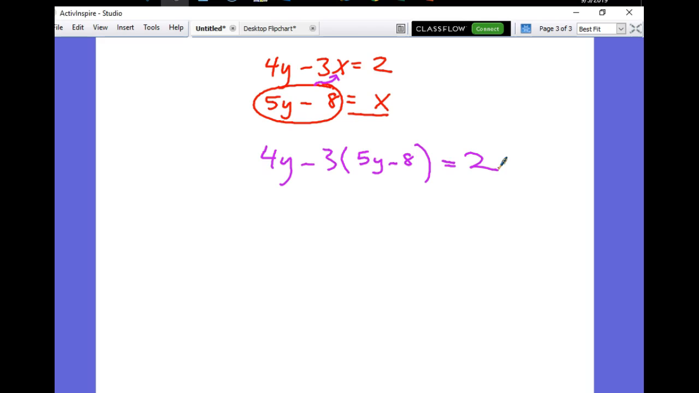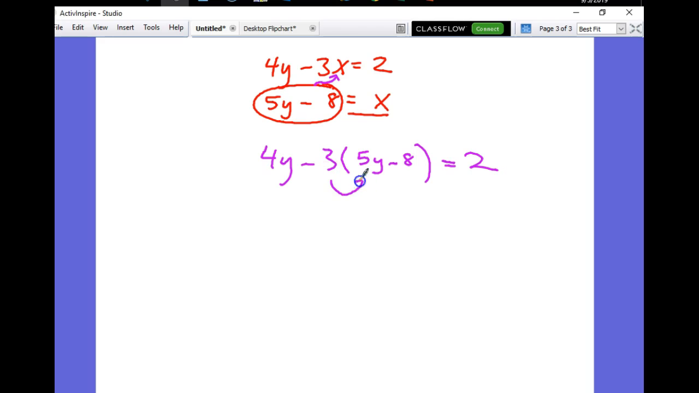I was confused on the first problem. So you guys will notice this time, I took the x out and put the bubble where the x was. Why? Because it's x equals this time. If it's y equals, you replace the y. If it's x equals, you replace the x. Okay? All right, and now we solve.